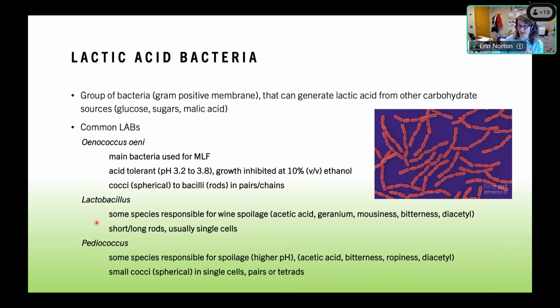It does what we want it to do, so conversion of malic acid into lactic acid, without creating too many off aromas or off flavors. So it's a pretty clean fermenting type of bacteria. It's fairly acid tolerant. Its growth is inhibited at 10% ethanol. Keep that in mind when we talk about sequential versus co-inoculation. Coccoid, spherical type cells to small rod type cells, in pairs and chains.